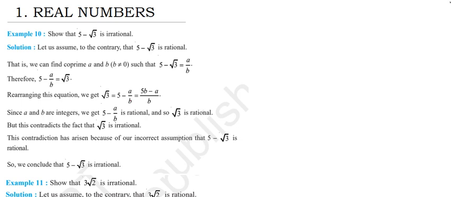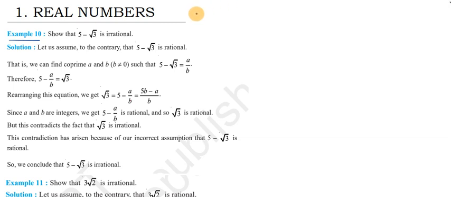We'll also learn how to solve the exercise problems based on these examples. So first we look into example 10. What does example 10 say? Show that 5 minus root 3 is irrational.